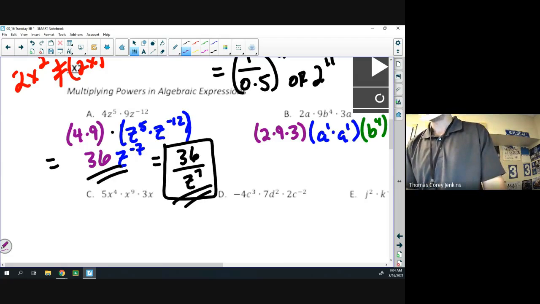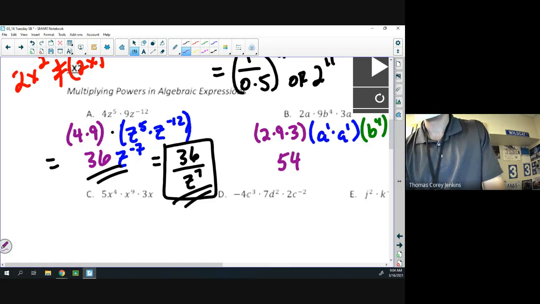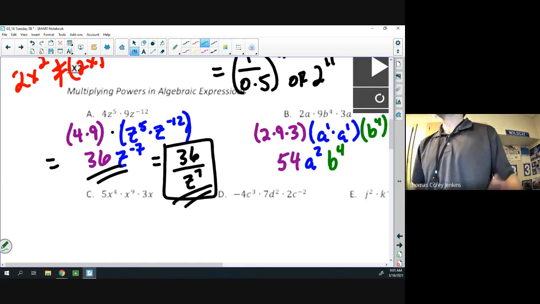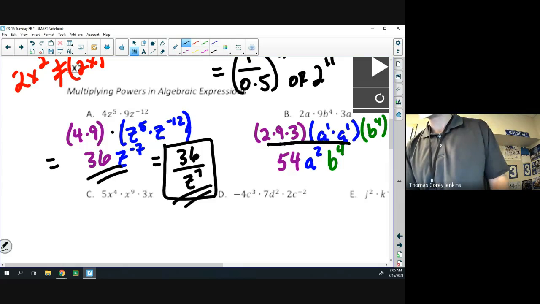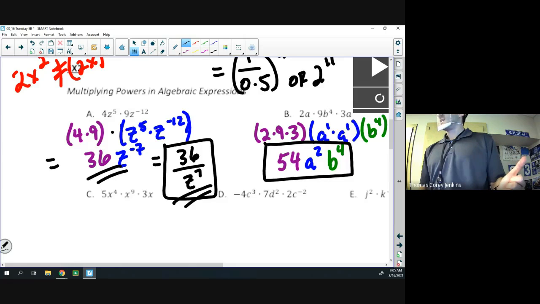So altogether, what I end up with is, I believe that first one's 54 a squared b to the 4th. Then I just do a quick double check. Do I have anything that can be simplified? It looks like all my exponents are positive. So the answer is no. That's my final answer. Okay. Does anybody have any questions on that one? Yes.